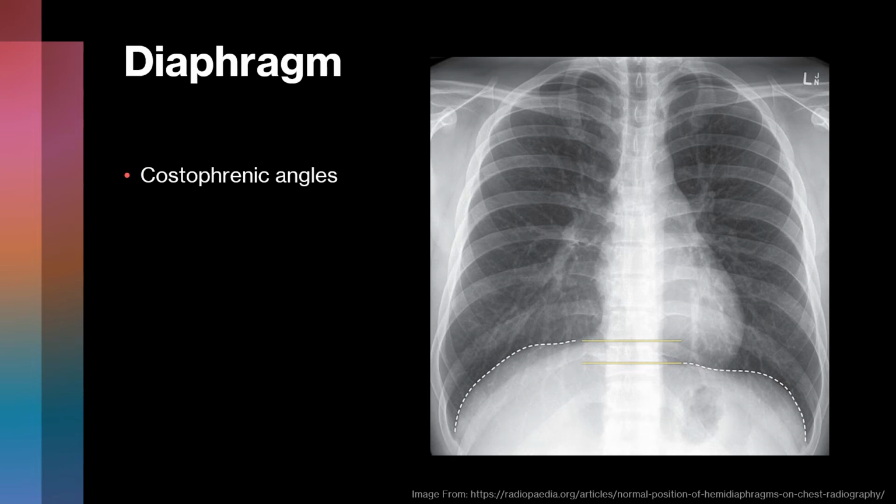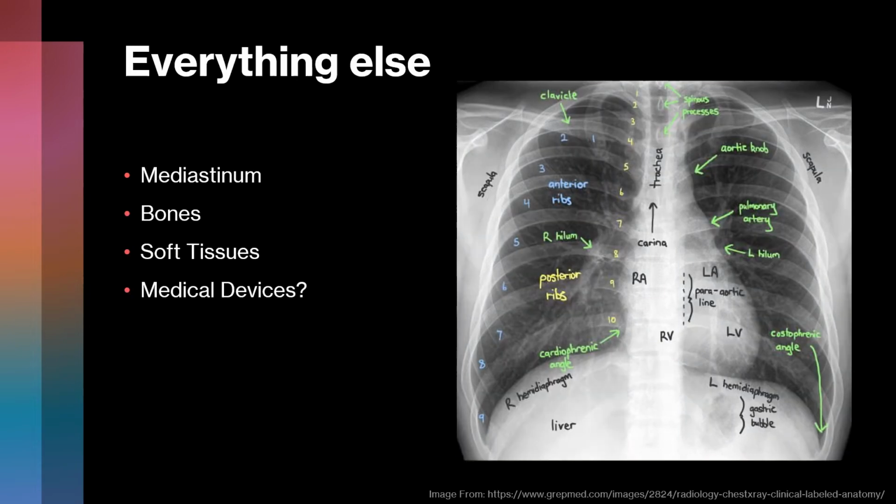Then moving on to our diaphragm, you can check the costophrenic angles at the bottom, so here and here, as blunting or loss of the costophrenic angles can indicate pathology. You can also check to see if there's any free air under the diaphragm, which is important if you've done an erect chest X-ray.